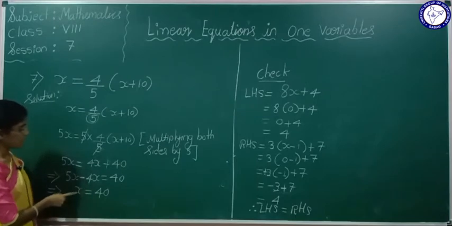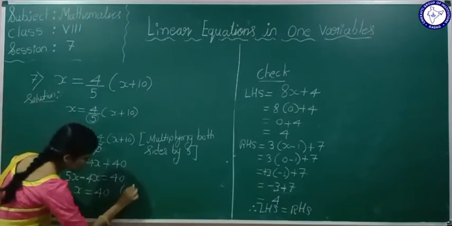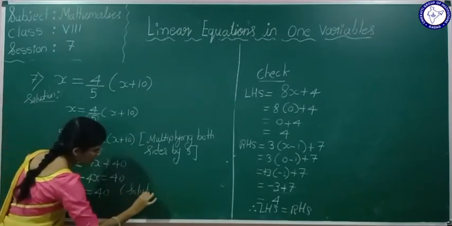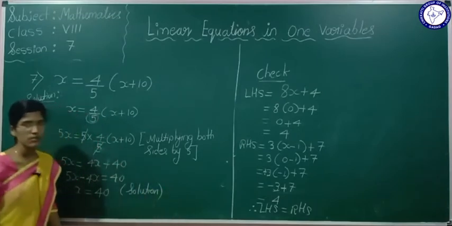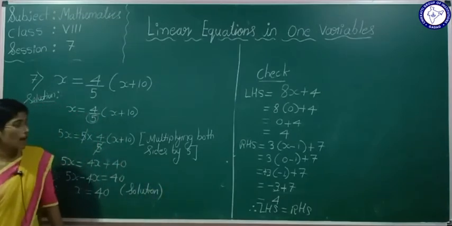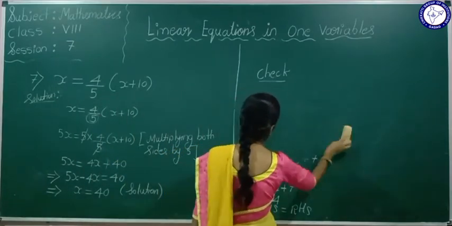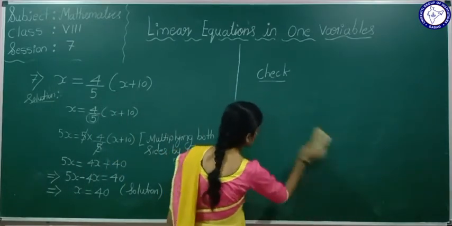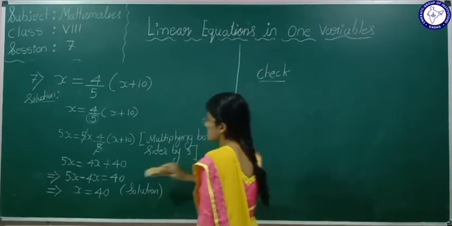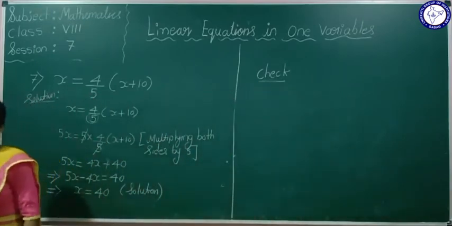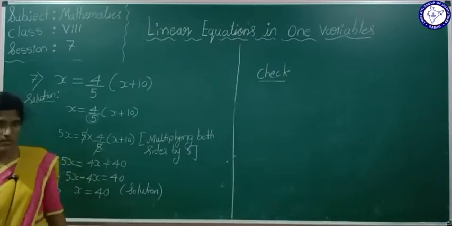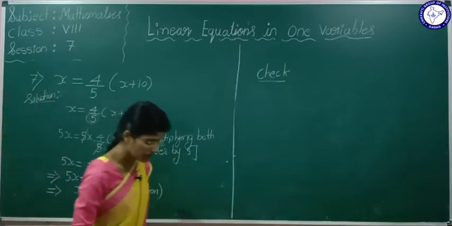Okay. We got x is equal to 40. This is nothing but the solution of the given equation. Now again check whether it's correct or not. If you get LHS is equal to RHS, this answer is correct. If you don't get LHS is equal to RHS, then this answer is going to be wrong.